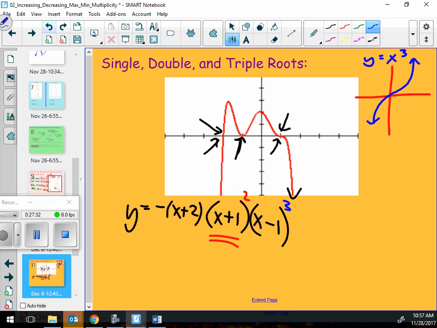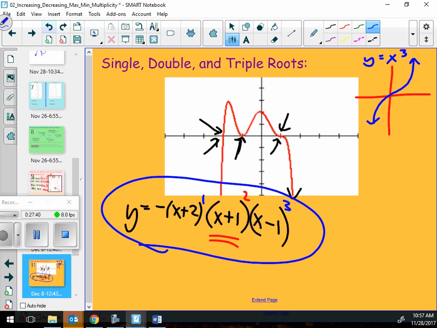This one doesn't have anything on it. Could I put a 1 just so it doesn't feel naked? Sure, you could put a 1 there. Don't have to. All right, then, final answer. That's your equation. If there was a stretch factor, we wouldn't know it because we're not ready for that yet. That'd be too much for one day. Okay? Yes?